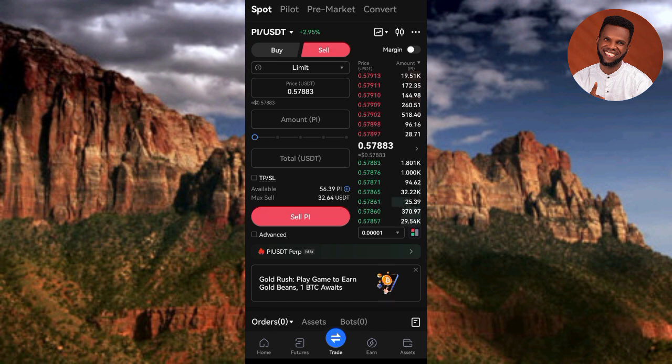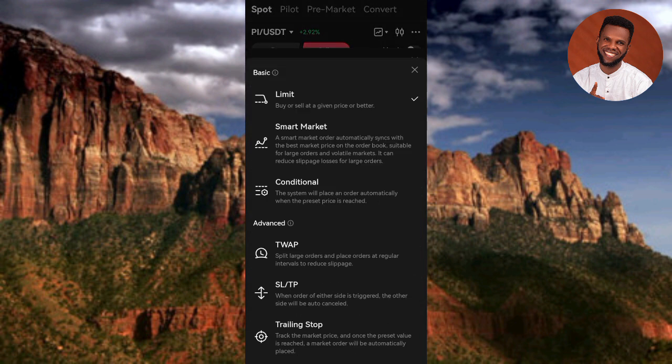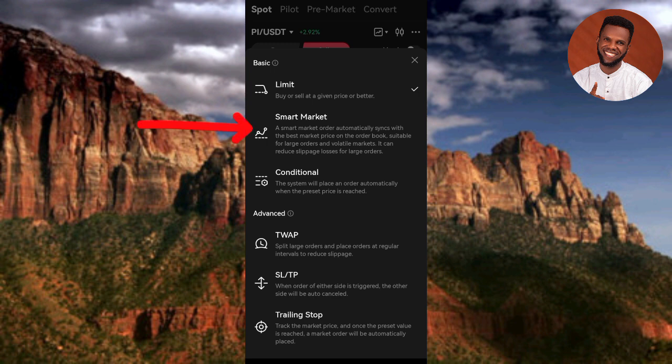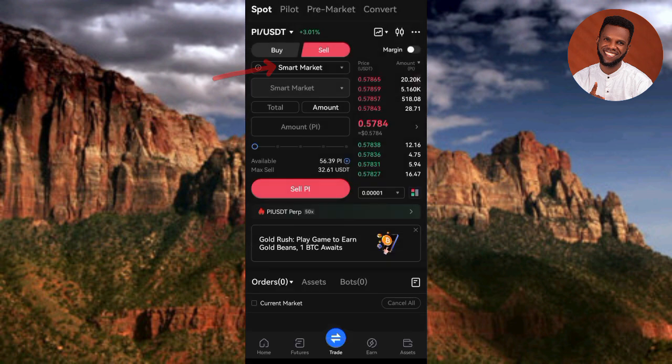Then the next step you have to take now is to tap on where you can see limit. Let me tap on limit. Then the next step is to tap on smart market. We're actually selecting smart market because we want to sell our Pi token at the current market price. So let me tap on it. You can see now smart market has been selected.